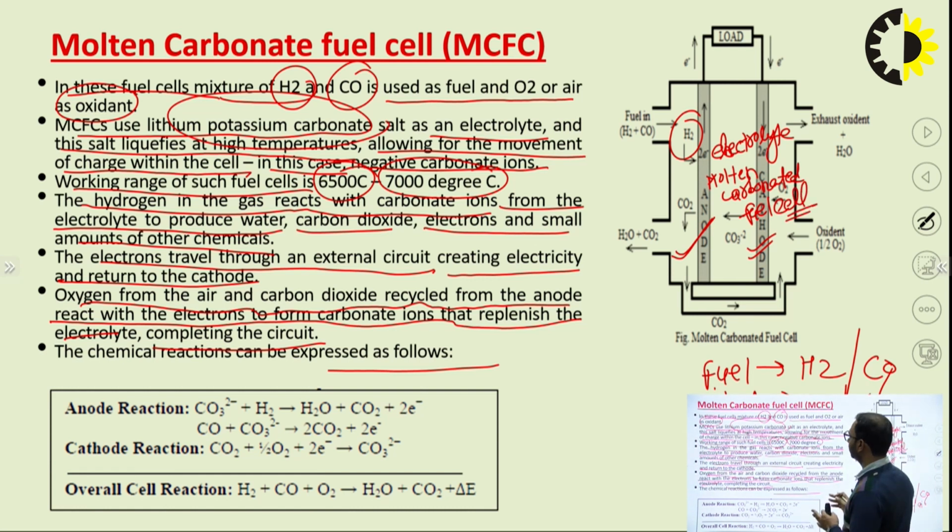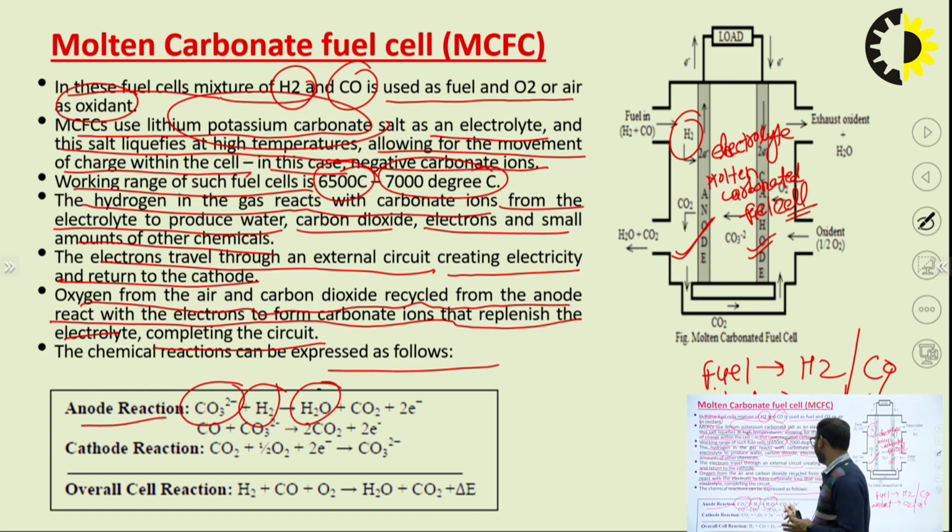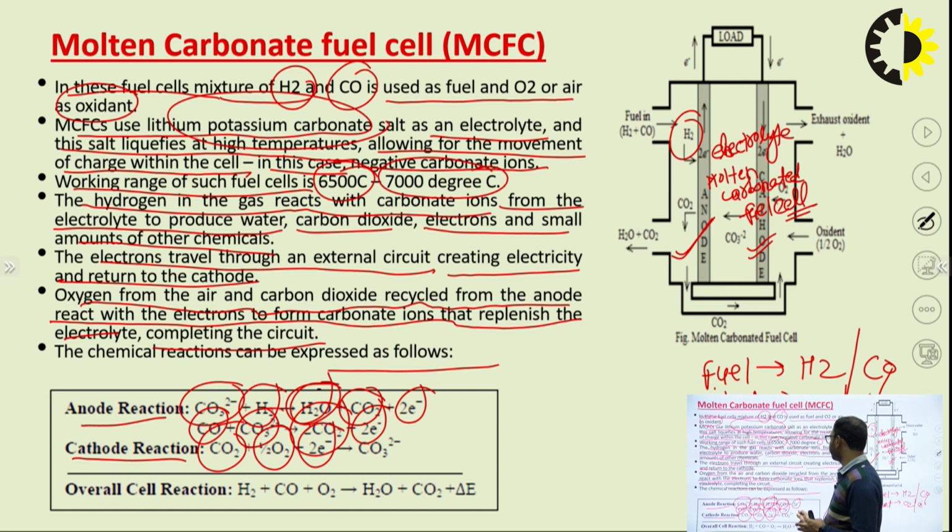So if you are talking about its chemical reaction, at the anode side, carbonate plus hydrogen combined gives water, carbon dioxide and 2 electrons. Then carbon monoxide plus this carbonate combined together gives 2 molecules of carbon dioxide and 2 electrons. Then at the cathode side, carbon dioxide plus half O2 combined with 2 electrons gives carbonate, CO3 2 minus.